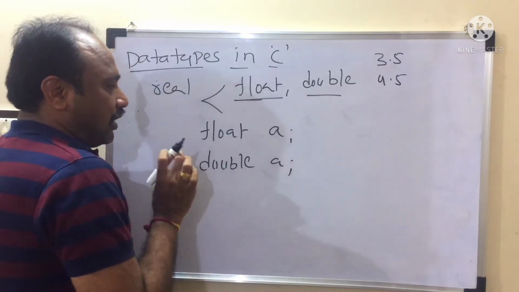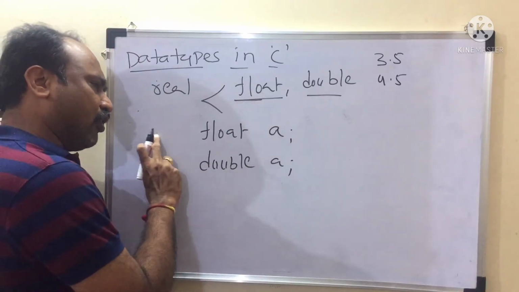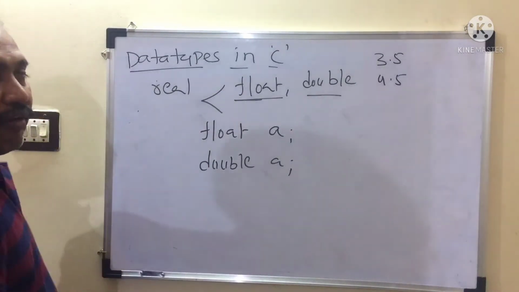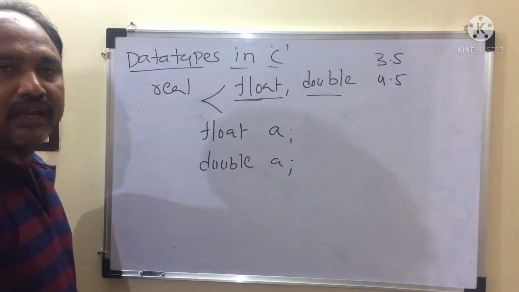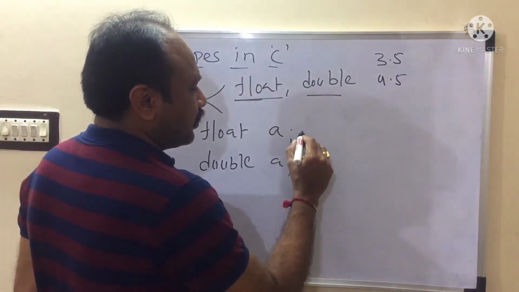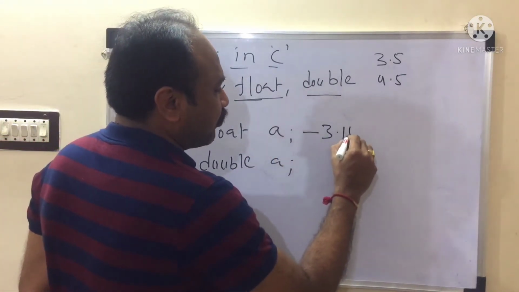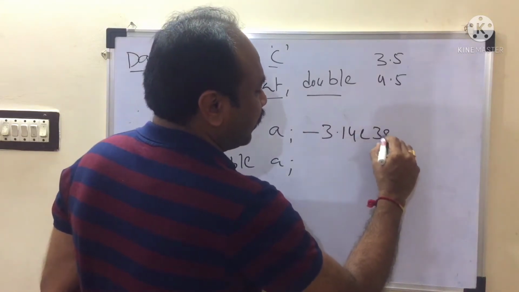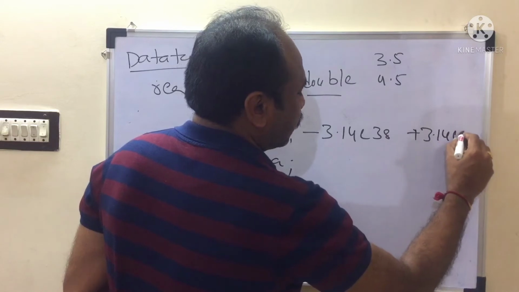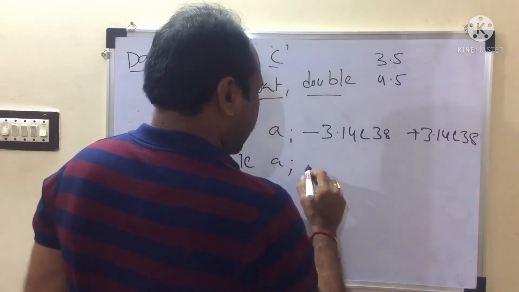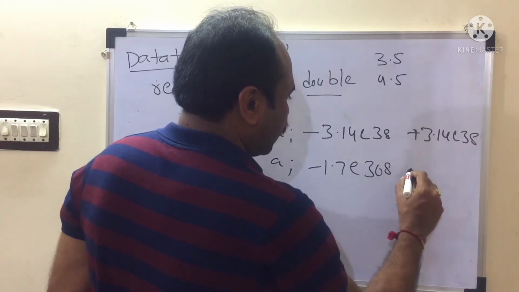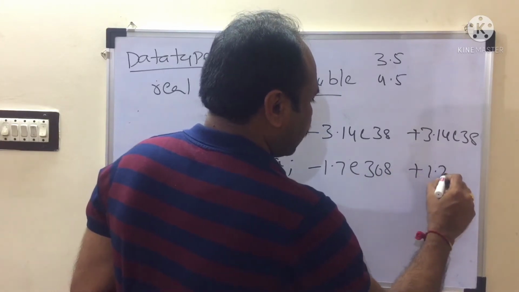See, here we are having only signed. If you want to use signed, you can use signed. If you don't use it also, by default they will be treated as signed float value, signed double value. The range of float is minus 3.14 e power 38 to plus 3.14 e 38. The range of double is minus 1.7 e 308 to plus 1.7 e 308.